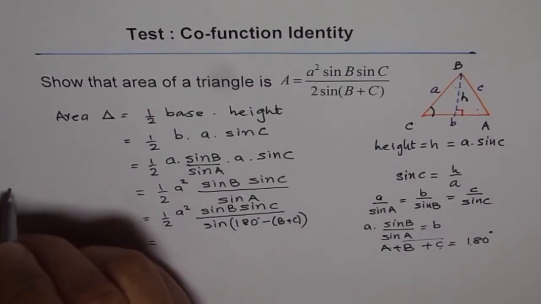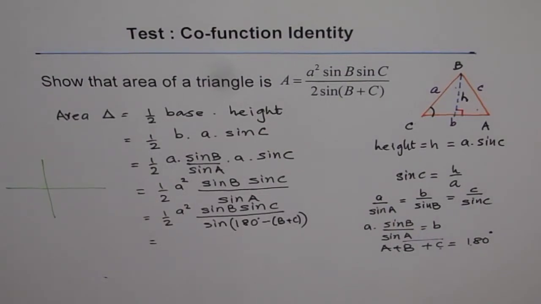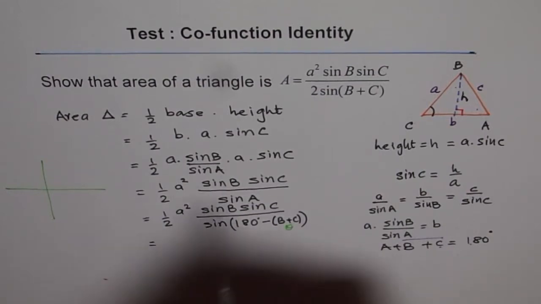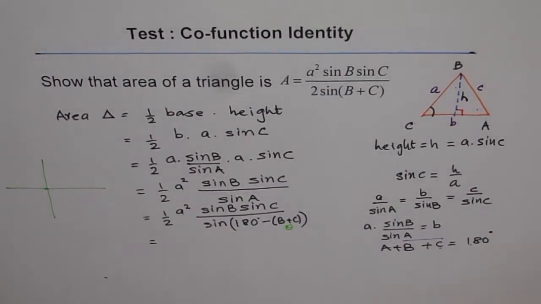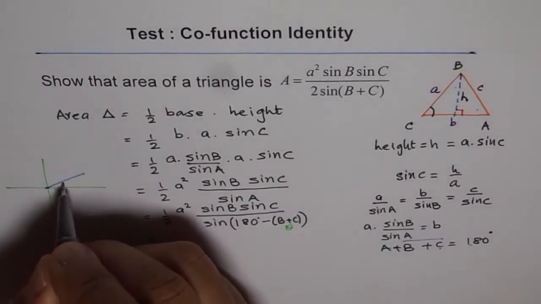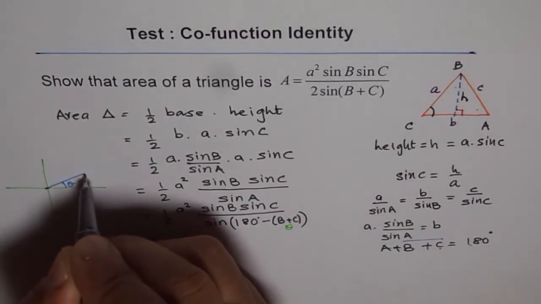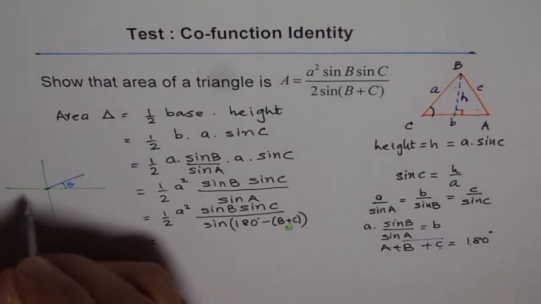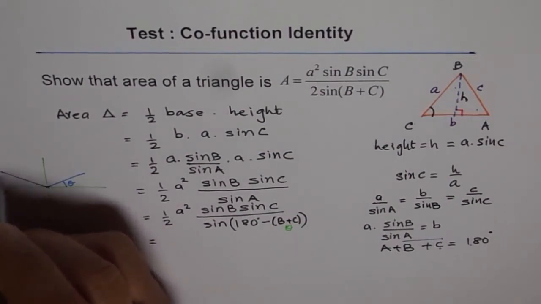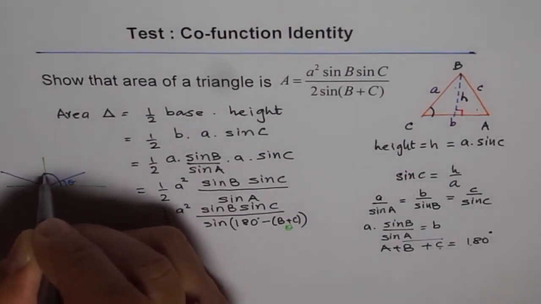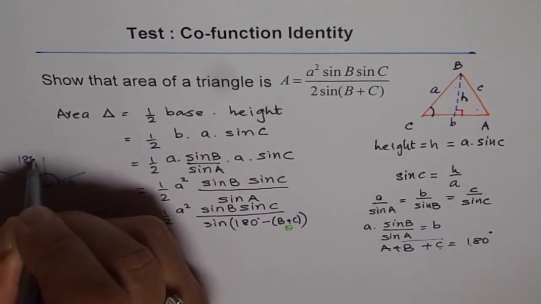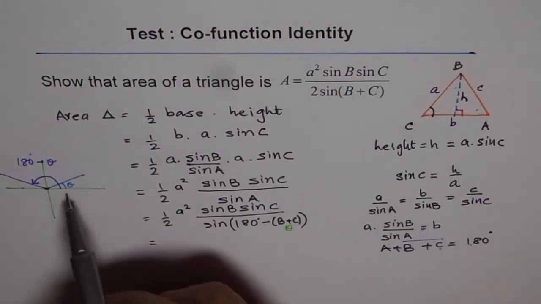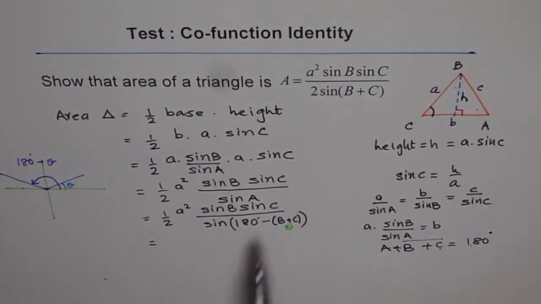That is where the identities we are looking for come in. Let's say one angle is theta, our acute angle theta, for example. Now in this terminal arm, 180 minus (B plus C) is how much? That means this is 180, and 180 minus (B plus C) will make this. So the angle from here to here is actually 180 degrees minus theta. Do you understand? So if this is B plus C, then this is 180 minus (B plus C).